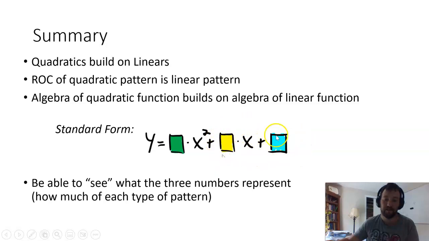and in fact we see the linear parts of the pattern here, right? So if you have a quadratic that does have some linear pieces, they'll be represented by this yellow and blue box, but the squared part of the pattern is represented in this green box. Okay, so you should be able to see what the 3 numbers represent, and again, repeating myself now, but they're telling you how much of each type of pattern, right? A 1 in the green box means you're taking the full x squared, or a half means you're taking half of the square. A 2 in the yellow box meant we're taking twice a linear pattern with rate of change 2. Okay, so that's what we got.